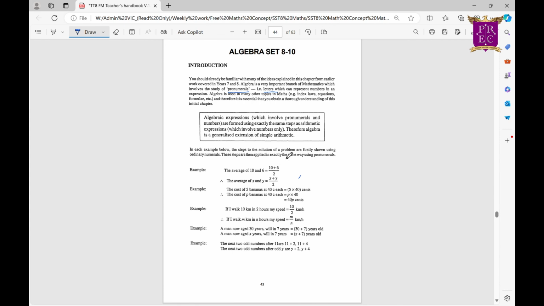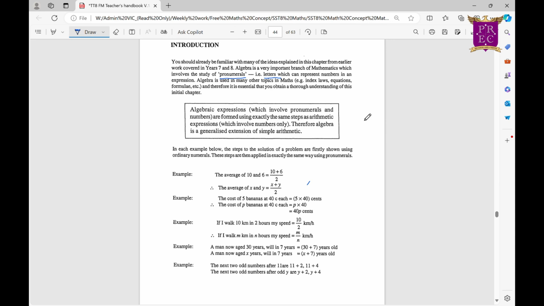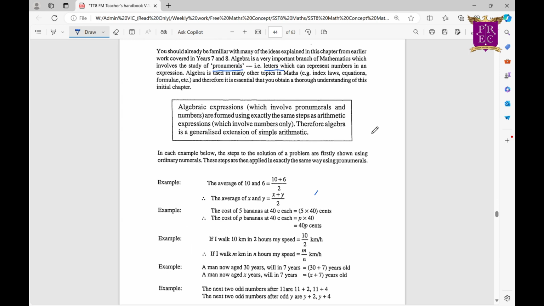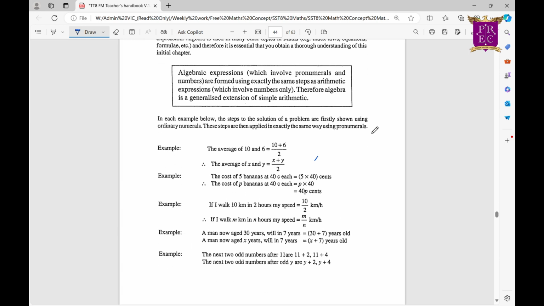Luckily, algebra is not so complicated in a sense where it works the exact same way that arithmetic does. As you can see in these examples, the average of 10 and 6 is just written as 10 plus 6 over 2. And if it asks the average of x and y, it's just written as x plus y over 2. You see it also works like that in multiplication. It just becomes your pronumeral times whatever number is given to you, and you just place those together, written like so, with the number in front and the pronumeral after it.